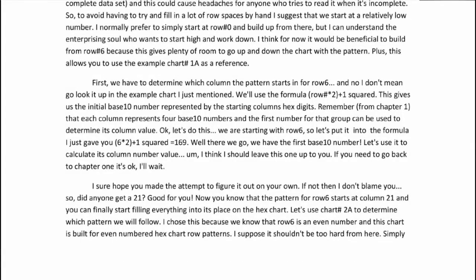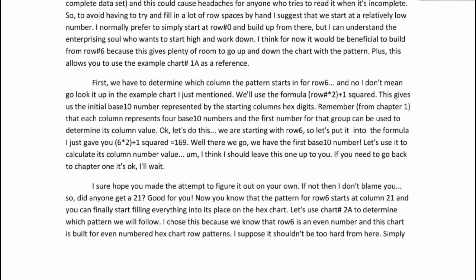First, we have to determine which column the pattern starts in for row 6, and no, I don't mean go look it up in the example chart I just mentioned. We'll use the formula row number times 2 plus 1 squared. This gives us the initial base 10 number represented by the starting column's hex digits. Remember from Chapter 1 that each column represents 4 base 10 numbers, and the first number for that group can be used to determine its column value.